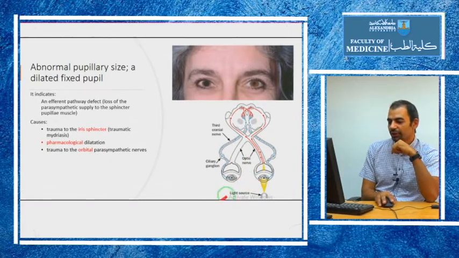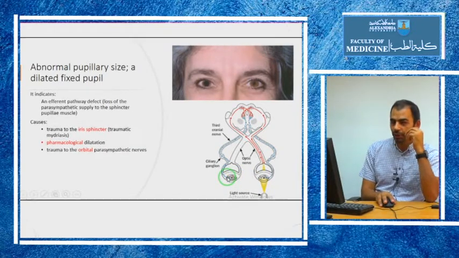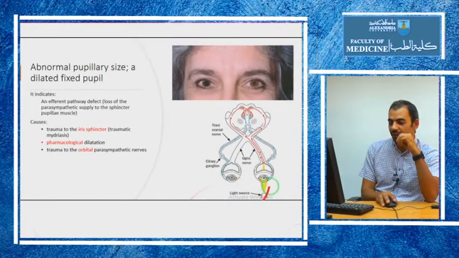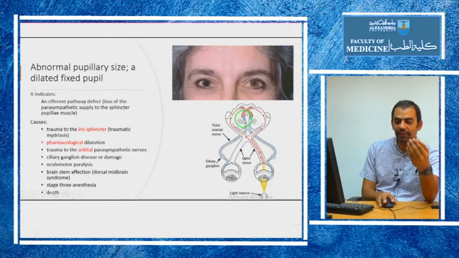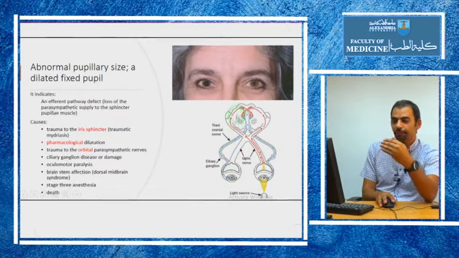So as we mentioned, there can be damage or trauma to the sphincter pupillae muscle, or pharmacological dilatation, like the dilating drops. When we put them, they block the parasympathetic flow to the sphincter pupillae muscle and can produce this dilated fixed pupil. Trauma to the orbit can cause damage to the parasympathetic nerves there. Ciliary ganglion disease, oculomotor disease, or brainstem affection can cause damage to the Edinger-Westphal nuclei. And finally, central causes like stage 3 anesthesia or death can produce this dilated fixed pupil. So always go from the pupil towards the CNS.